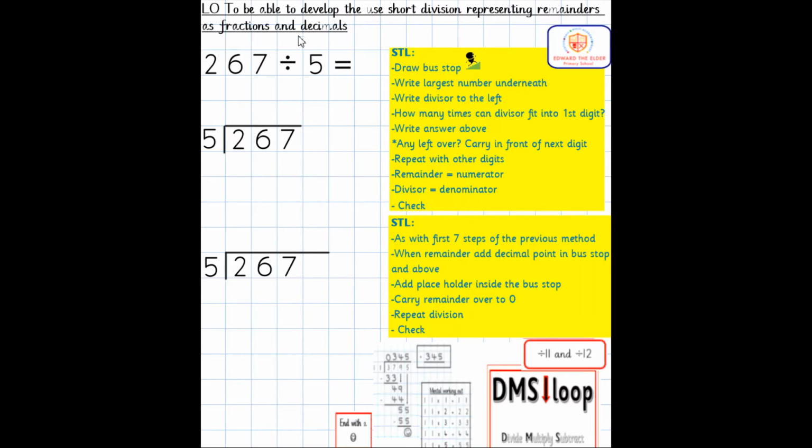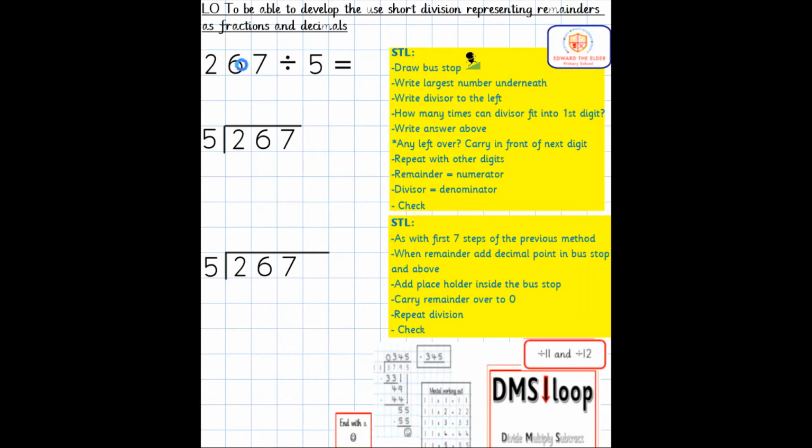Our learning objective today looks at being able to develop the use of short division representing remainders as fractions and decimals. When recording remainders as fractions and decimals, the methods are similar. So our steps to learning to the side will help us with calculating these.